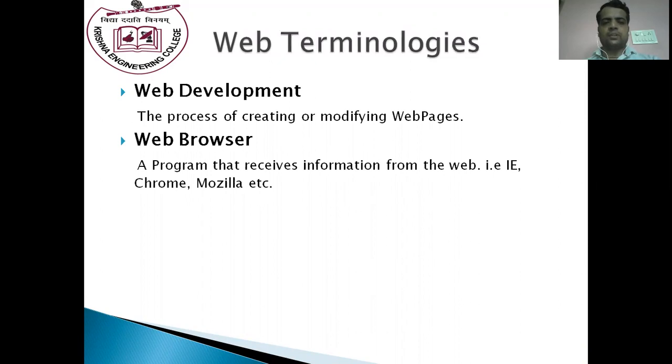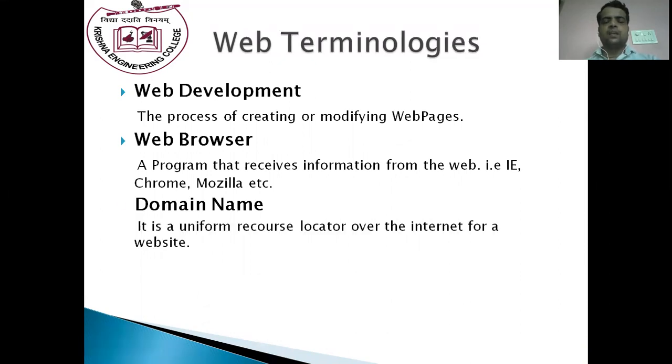These are the examples of web browsers. Domain name: it is a uniform resource locator over the internet for a particular website. For example, Facebook.com, Yahoo.com, YouTube.com. These all are domain names.